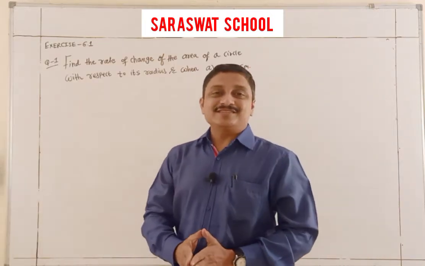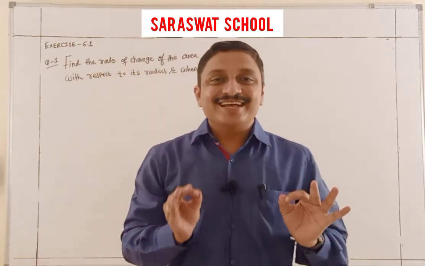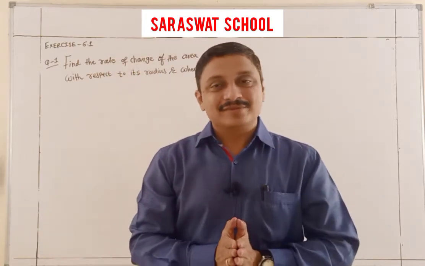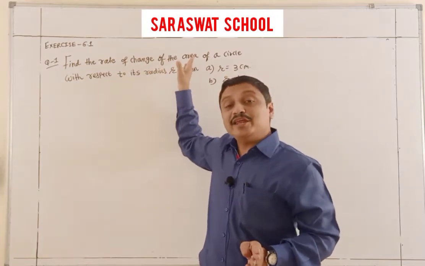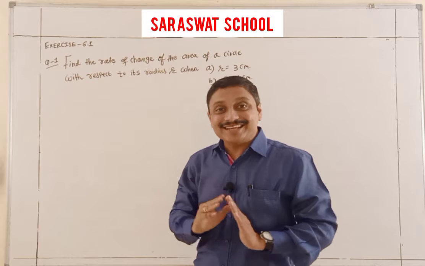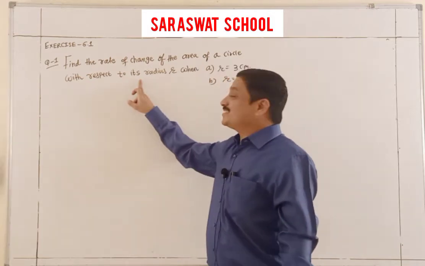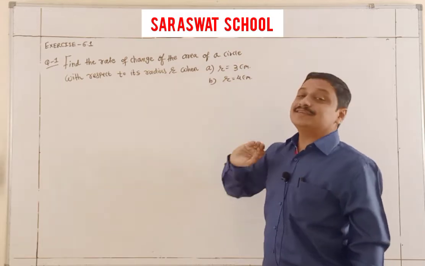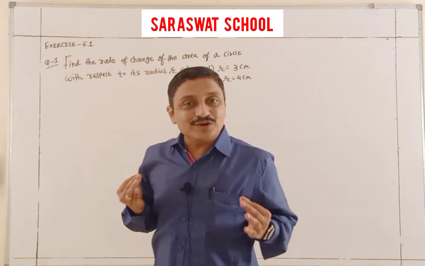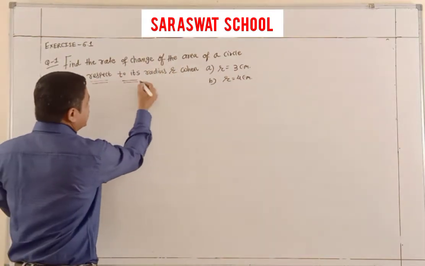Now students, I am going slowly. Our first question, exercise 6.1. Find the rate of change of the area of the circle. Area of the circle, you know, is pi r square, and its radius is changing: when r is 3 cm and r is 4 cm, what is the change? These are with respect to its radius.